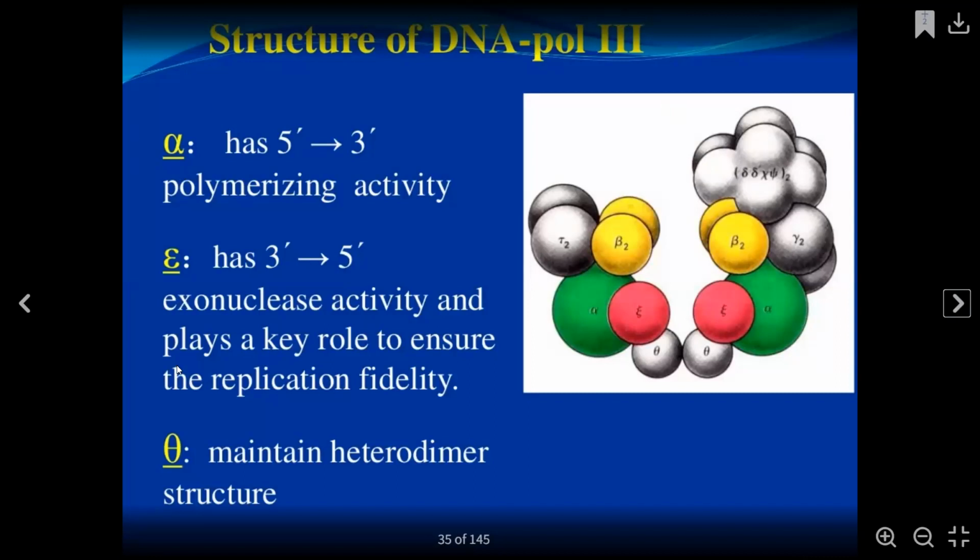You have an alpha, then you have a theta and an epsilon. The structures of DNA polymerase, helicase, gyrase, and all, I would like to take in the next episode. Since we have entered into DNA replication, let's rush to the replication part of the DNA.